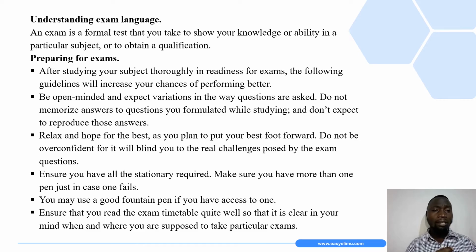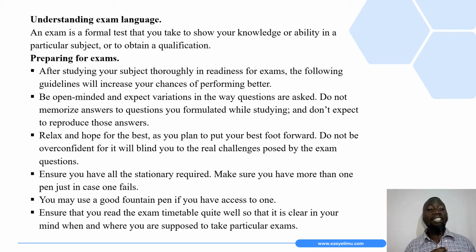So under the first thing, that is the definition of exam. Dear students, an exam is a formal test that you take to show your knowledge or ability in a particular subject or to obtain a qualification. Under preparing for exams, after studying your subject thoroughly in readiness for exams, the following guidelines will increase your chances of performing better.